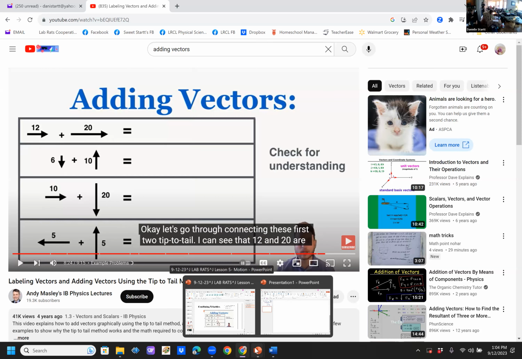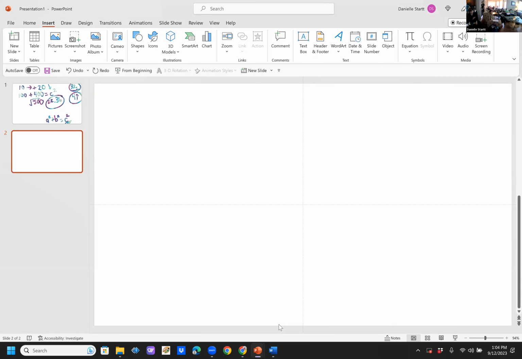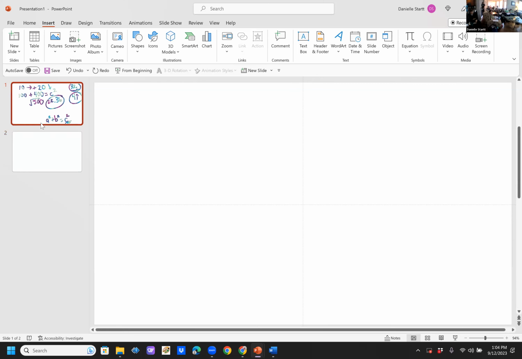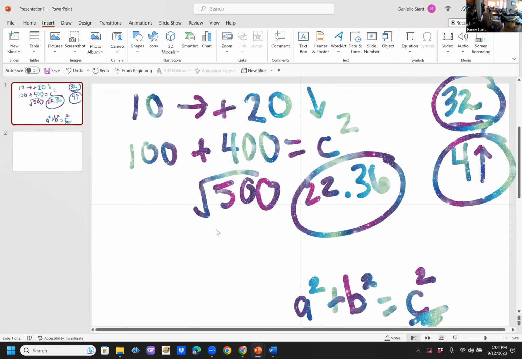Now, wait a minute. We didn't put something in the last one. What's the last one missing? It's missing a vector arrow. Which direction was it going? Down and to the right, like this? Yes. Okay. So our next one was what?